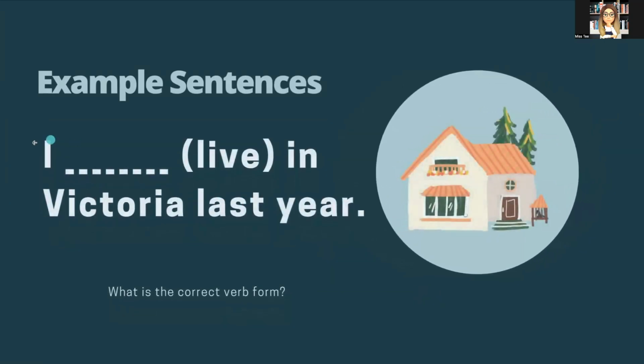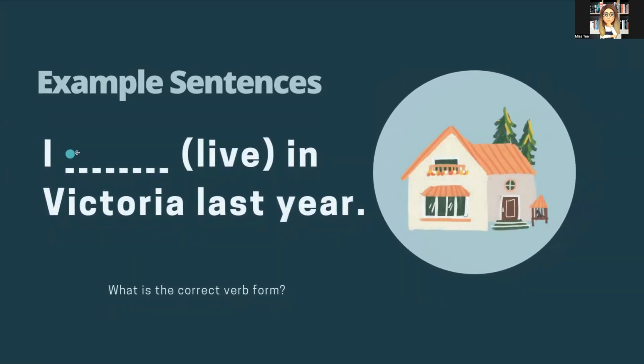So we have I as the subject. Live is the base form of the verb. In Victoria last year, that's our time word there. So we have to change the verb to the correct form. So how do we change this? How do we make it into V2 form, or what do we do with this word? What do you think?